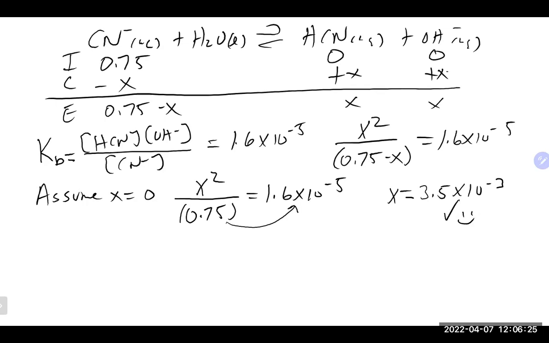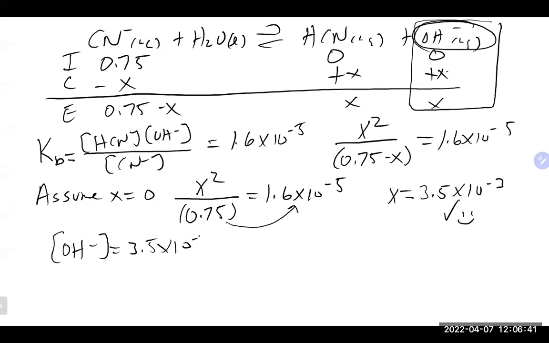Any questions up to that point? Once again, we want to make sure we go back to our ice table and really check what we're dealing with. And we are dealing with hydroxide here. So that means that the concentration of hydroxide is 3.5 times 10 to the minus 3 molar. Means the pOH first would be minus the log of 3.5 to the minus 5. Gets us like a 4.46 here.